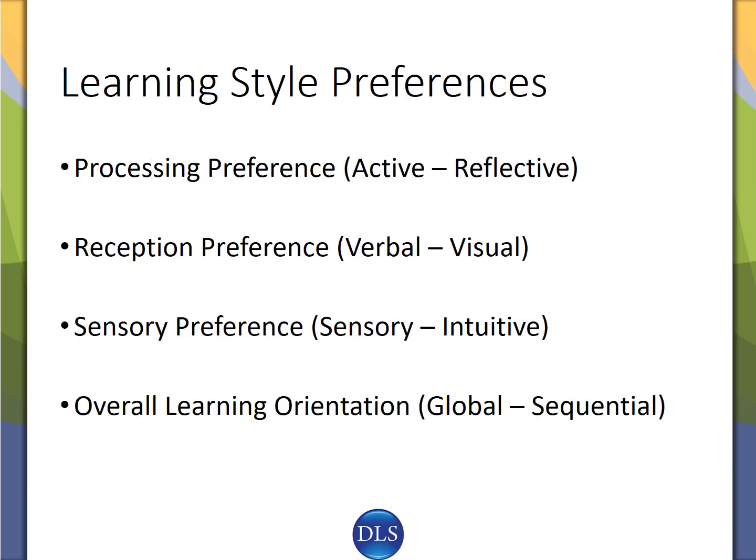Here are the different learning style preferences. Processing preference. This can be either active or reflective. Reception preference. This can be verbal or visual. Sensory preference is sensory or intuitive. Overall learning orientation, global or sequential. Next, we'll talk about each of these preferences and how different learners experience them.